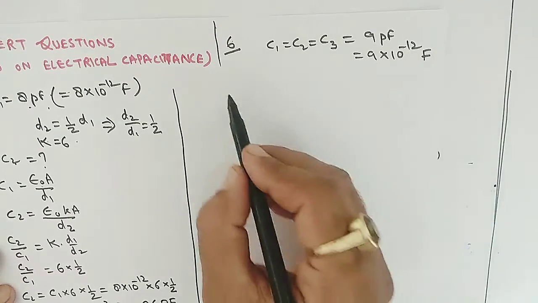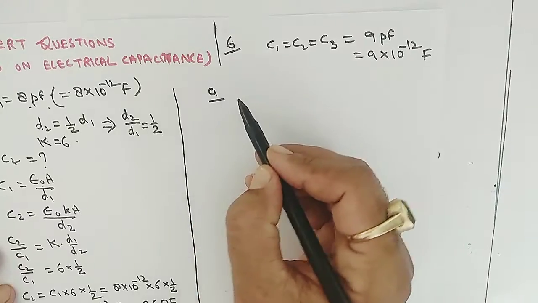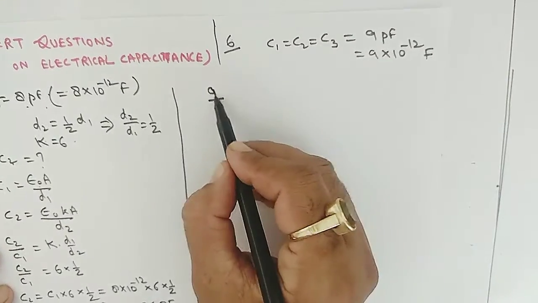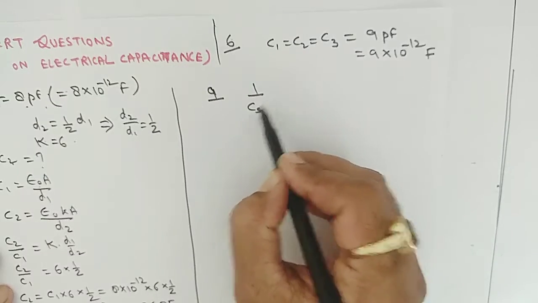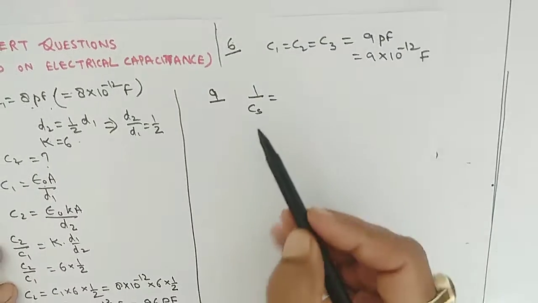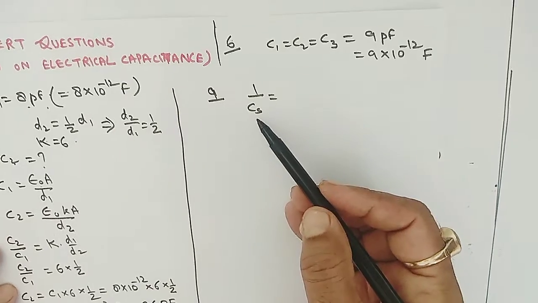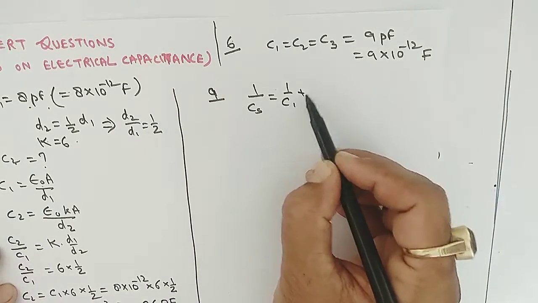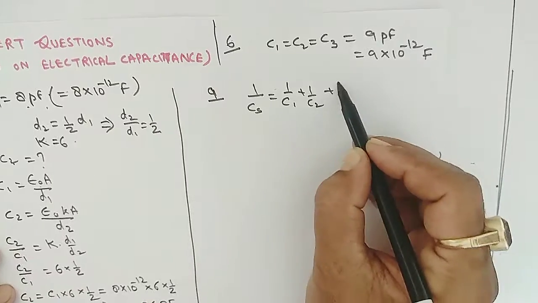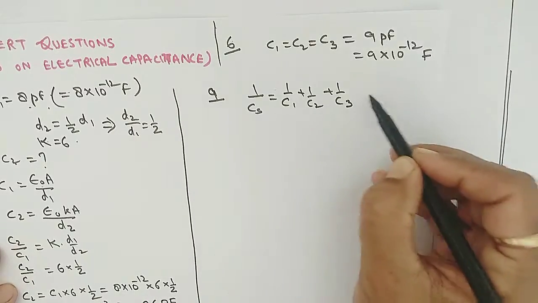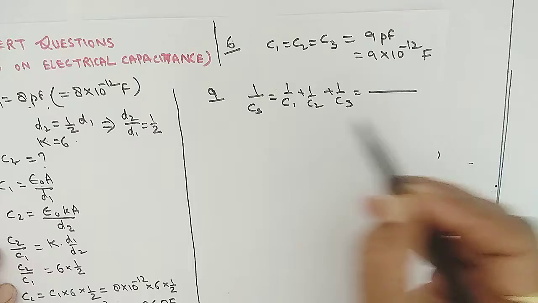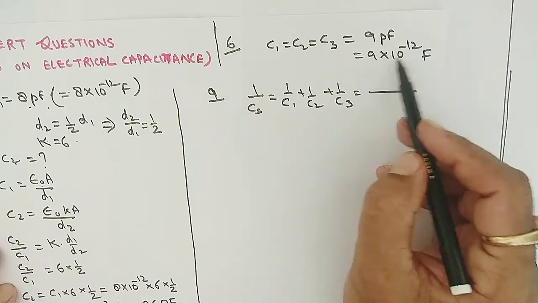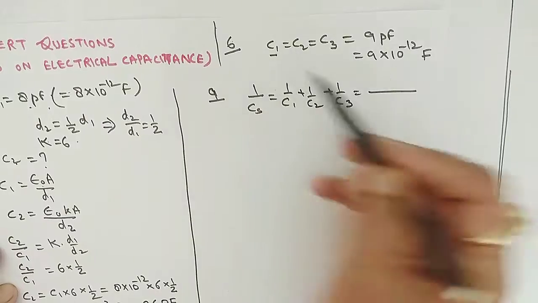The first part of this question is: what is the total capacitance of the combination? As you know, in series the resultant can always be expressed in the form of 1 upon C1 plus 1 upon C2 plus 1 upon C3. So the values are given, 9 into 10 to power minus 12. It is the value of C1.